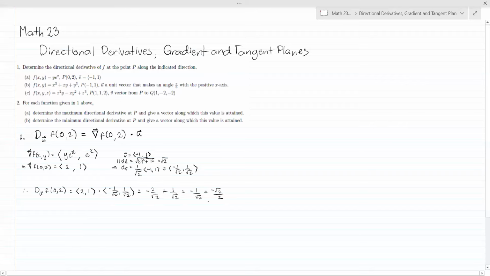Okay, so again, that is our technique for getting the directional derivative. So that's 1A. About 1B, we have the function f of x, y equal to x cubed plus xy plus y cubed. So let's start with computing the gradient.